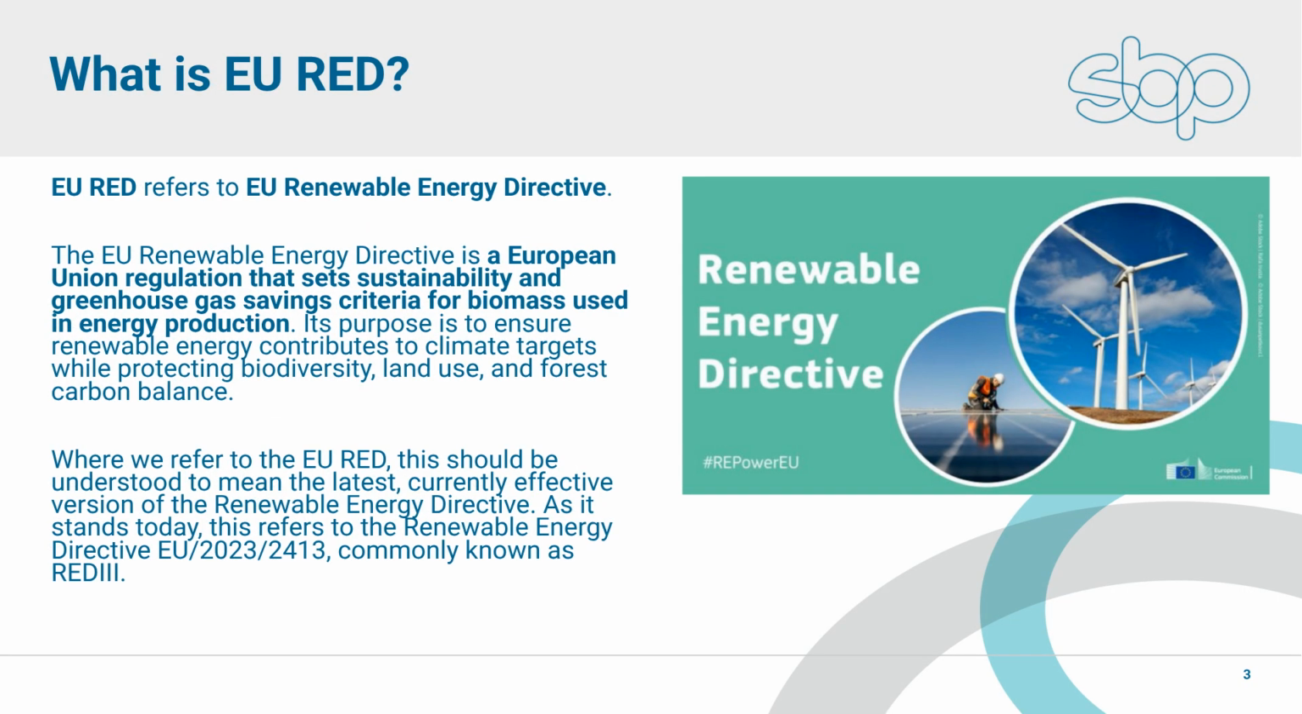Before we go further, let's clarify what we mean by EU RED. EU RED refers to the EU Renewable Energy Directive. It is a European Union regulation that sets sustainability and greenhouse gas savings criteria for biomass used in energy production. Its purpose is to ensure that renewable energy contributes to climate targets, while also protecting biodiversity, land use, and forest carbon balance. Whenever we refer to EU RED in this module, we mean the latest currently effective version of the directive. At present, this is the Renewable Energy Directive EU-2023-2413, commonly known as RED 3.